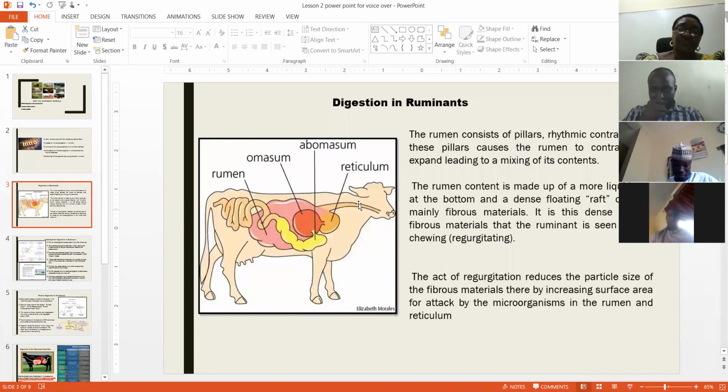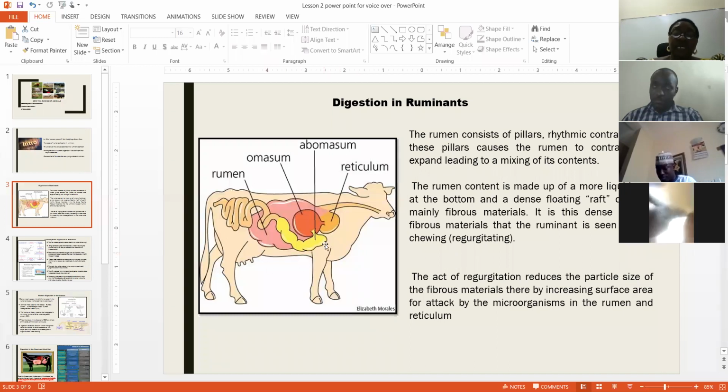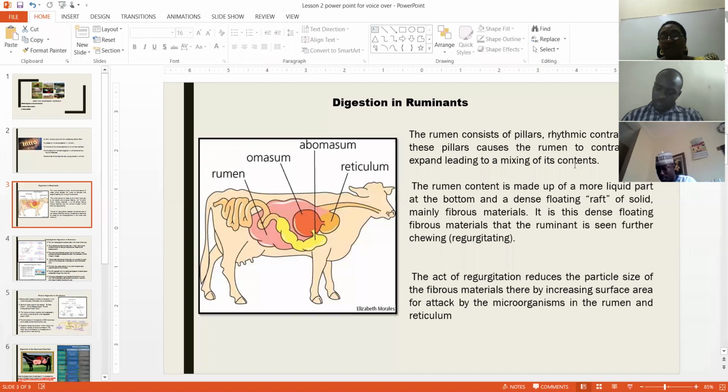I think I showed you this diagram in the previous video. And once again, I'm repeating it here because that is the crux of the matter. As far as the ruminant animals are concerned, the major issue is actually the digestive system, both in terms of anatomy and in terms of the process that is involved. So I want you to take note of this.